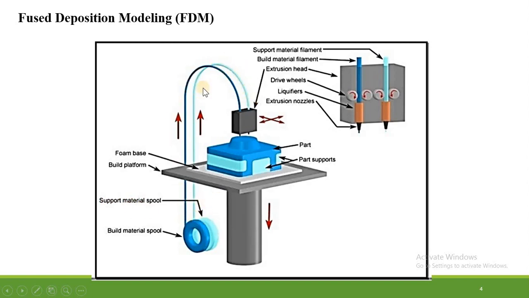Now these two materials in the form of wire are fed to this heater and this heater consists of many parts. It consists of an extrusion nozzle. From this nozzle melted material comes down, then the liquefier. Here the heaters are placed so that wire is converted into liquid. Then driving wheels, these driving wheels draw this wire inside the heater. This is known as the extrusion head. So we are feeding both materials at a time, build material filament and support material filament. So by using this a 3D object can be manufactured.